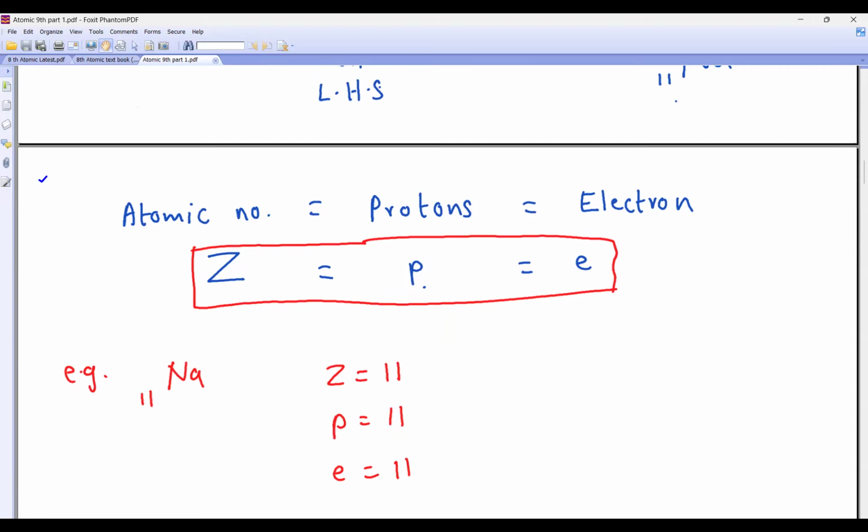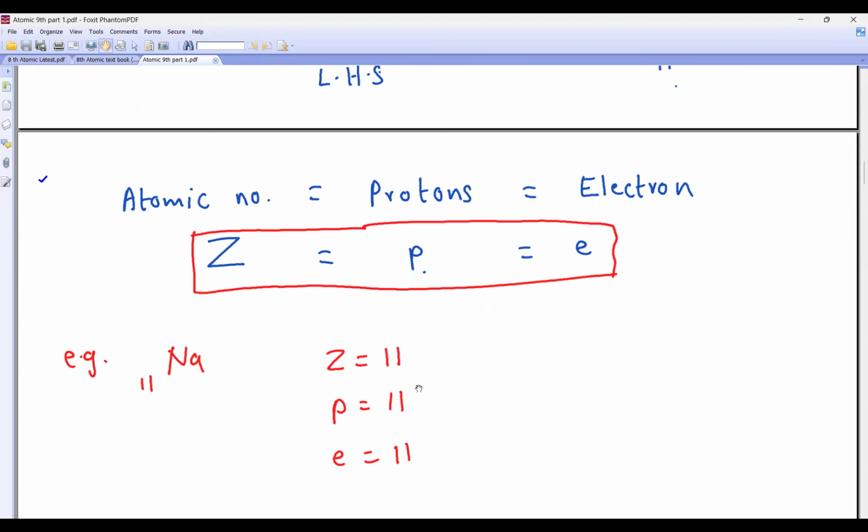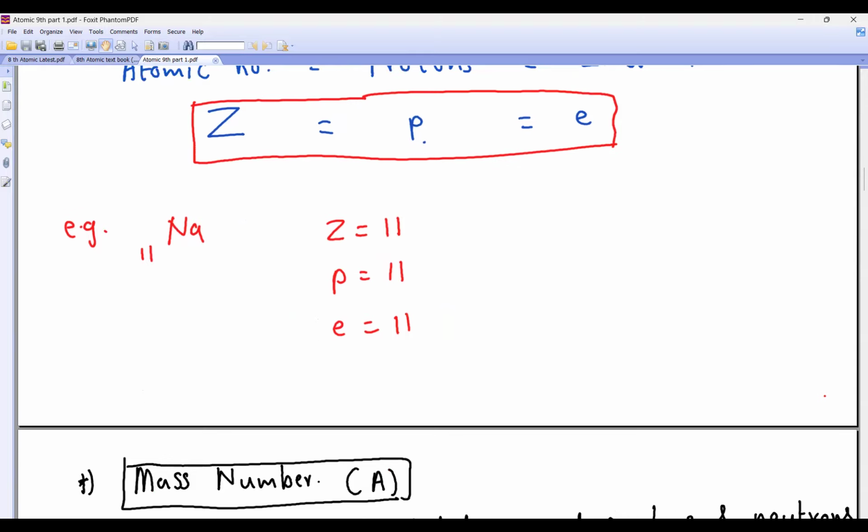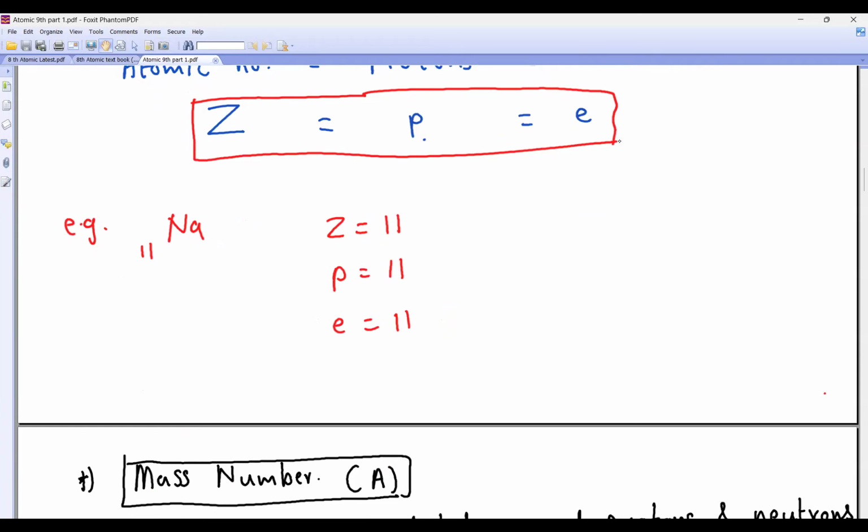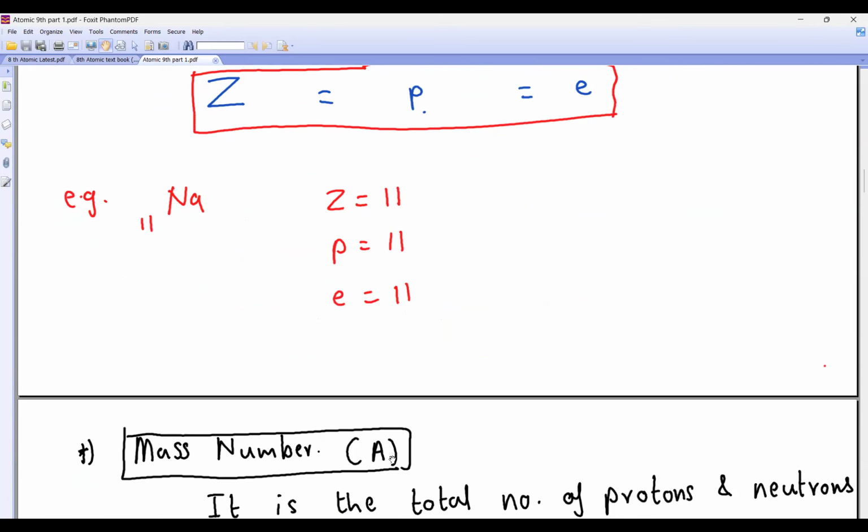Then, beta, we go to mass number. But before that, I'll give you one more example. Suppose I write chlorine, atomic number is 17. So Z will be what? 17. Protons will also be 17, electrons will also be 17. Very good. Then we did mass number. Mass number, what is the symbol?